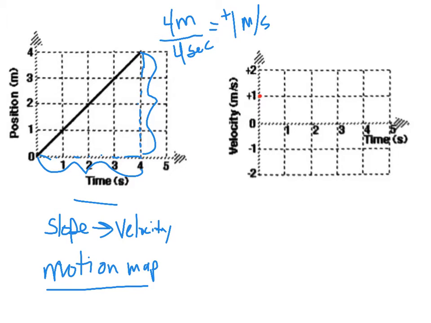Now, does it stay that way? Does it go up like this? No, that would mean the velocity is getting bigger. It isn't getting bigger. The position's getting bigger over here, but the velocity is the slope, and the slope is constant. It's a constant 1 meter per second.